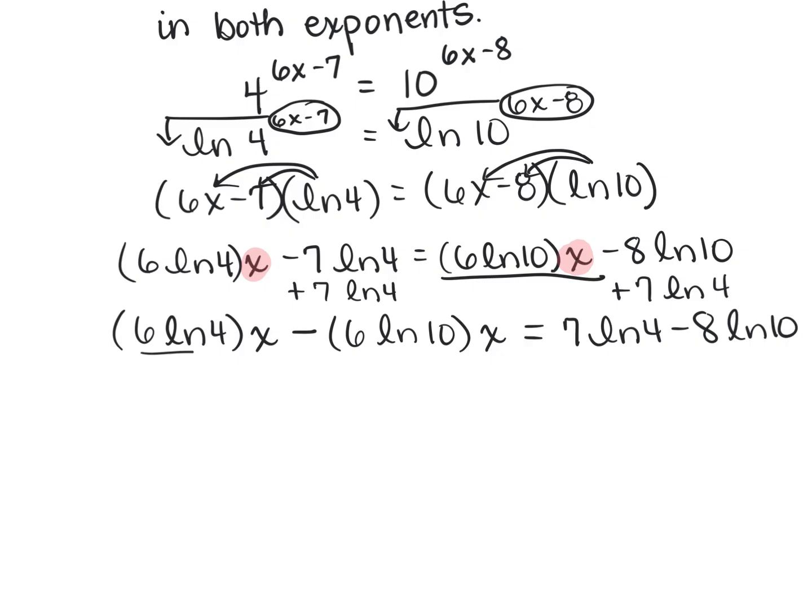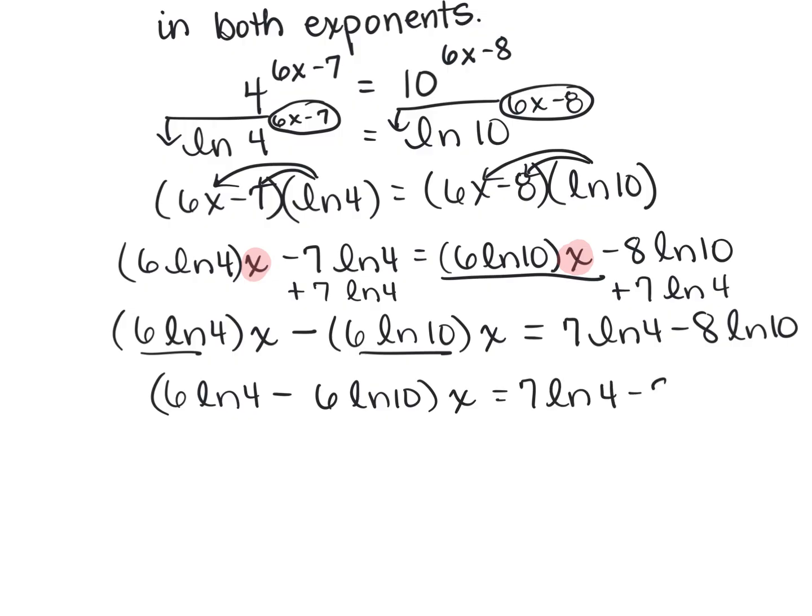So over here, these are just coefficients. Now again, some of you all have already changed it to decimals, so you know that you just combine the two decimals. So we're going to have 6 natural log of 4 minus 6 natural log of 10. And all of that is the coefficient on x. And then on this side again, you all probably have the decimal version of this on your paper, which is fine. So we would end up with this expression.